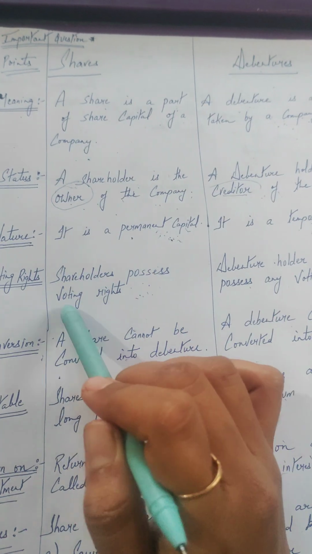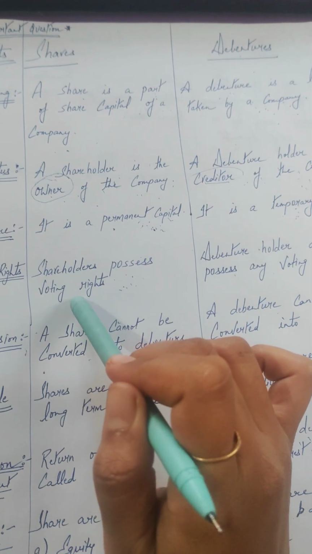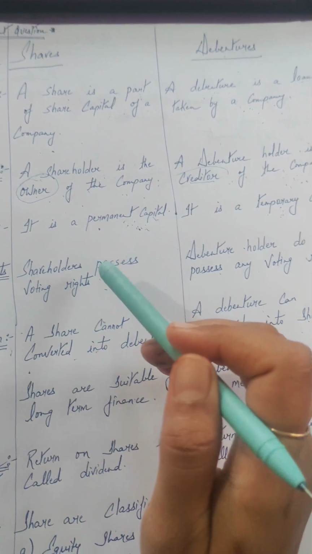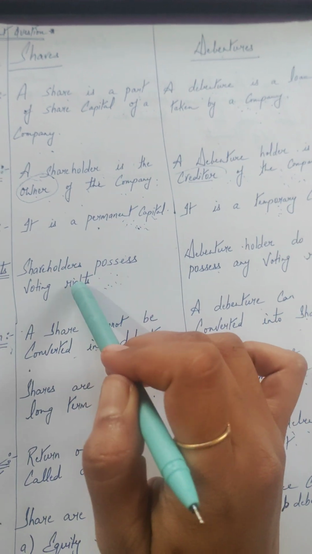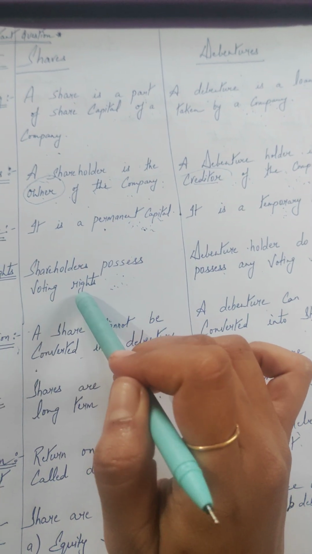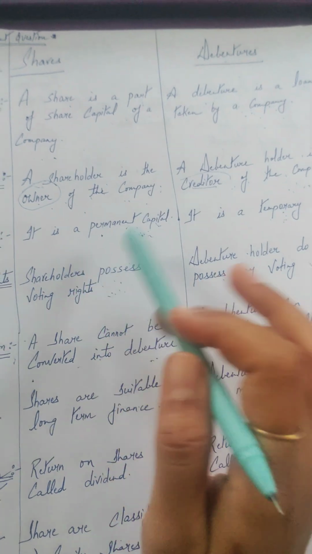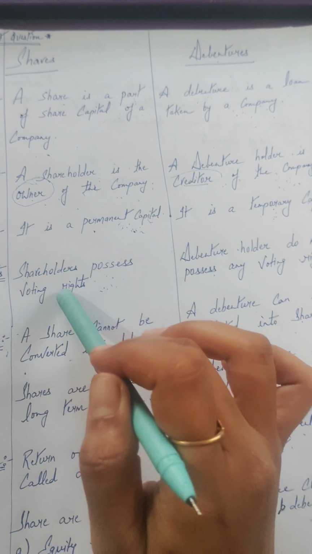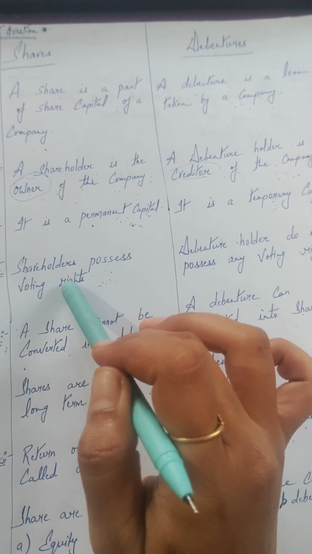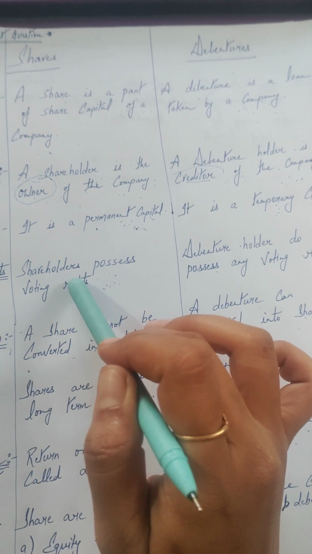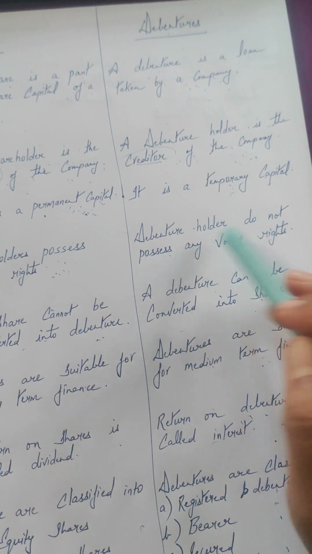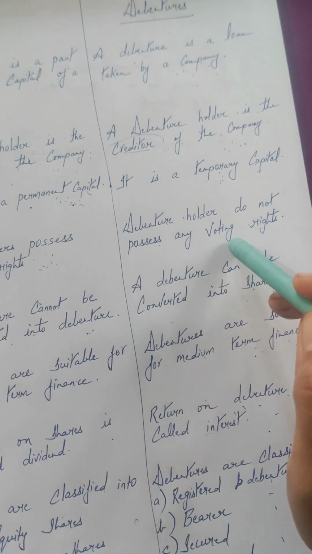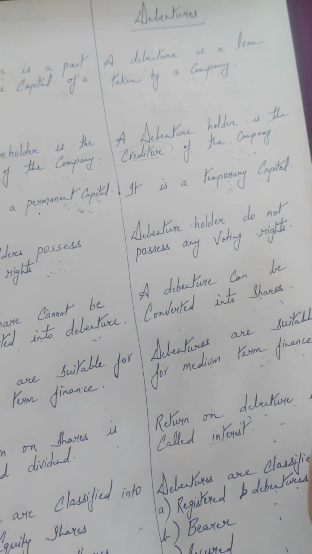Voting rights. A shareholder possesses voting rights. Why does a shareholder possess voting rights? Because the shareholder, being the owner, enjoys normal voting rights, and shareholders participate in all the general meetings of the company. Whatever meeting is happening in the company, shareholders take part. They participate in the management of the company. But a debenture holder does not possess any voting rights. They do not participate in any management of the company. In any meeting, they are not participating.